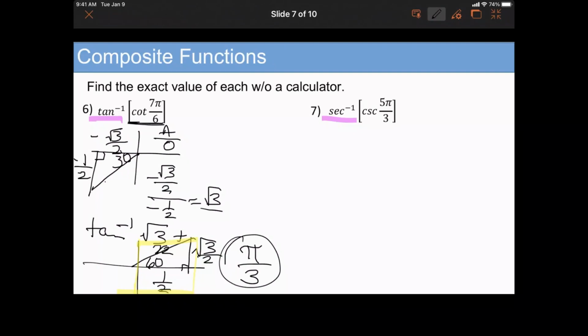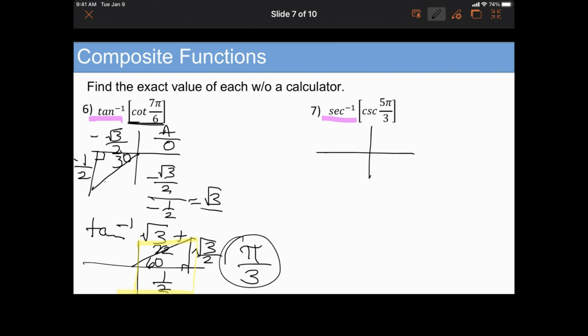So if you start with an angle, you're going to end with an angle. If you start with a number on the inside, you're going to end with a number. And yes, the reference angles now have changed. And they can do that. They don't always, but they can. All right, so let's look at this one.